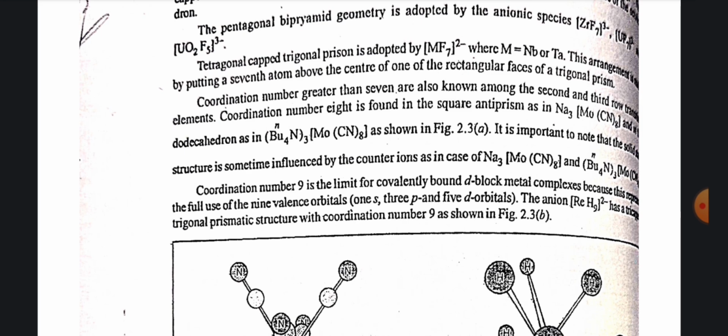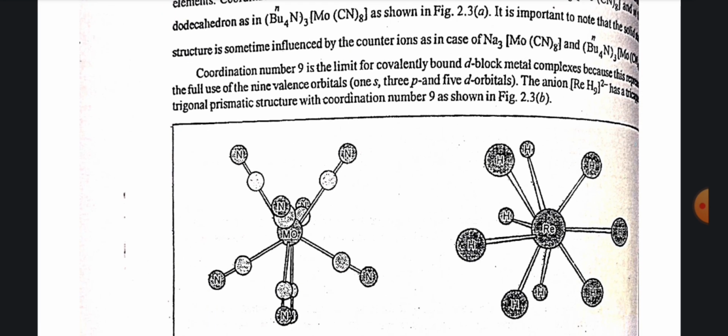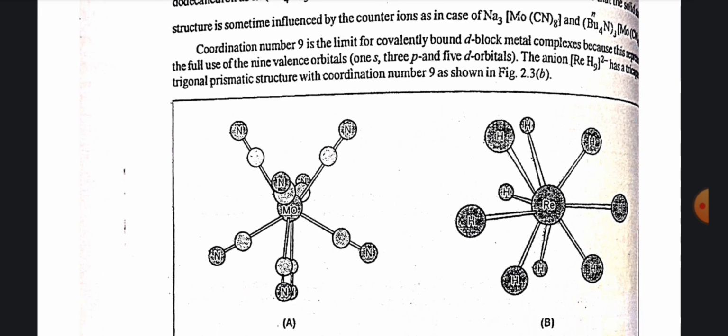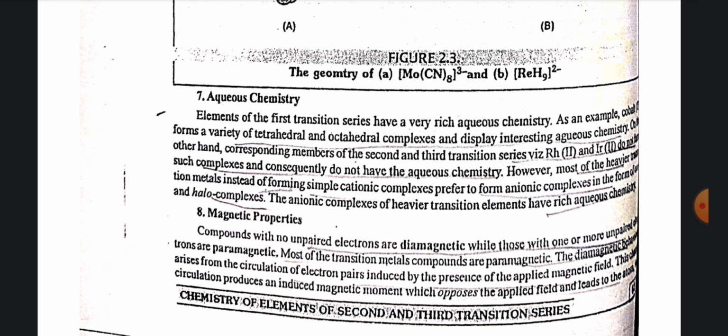Coordination number 8 is found in the square antiprism, as in Na3. Coordination number 9 is the limit for covalently bound d block metal complexes because of the full use of 9 valence orbitals. The anion ReH9 2- has a trigonal prismatic structure with coordination number 9.